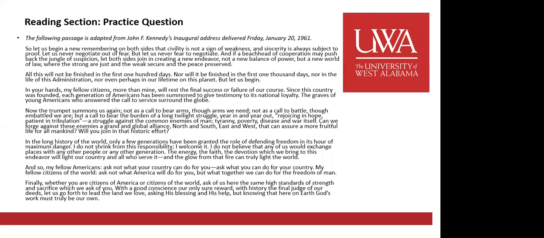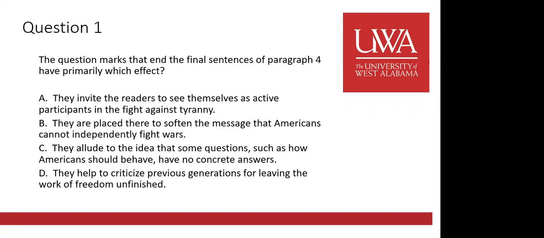Okay, we're going to go on to the answer. Question 1: the final sentences of paragraph 4 have primarily which effect? A, they invite readers to see themselves as active participants in the fight against tyranny. B, they are placed there to soften the message that Americans cannot independently fight wars. C, they allude to the idea that some questions, such as how Americans should behave, have no concrete answers. Or D, they help to criticize previous generations for leaving the work of freedom unfinished.